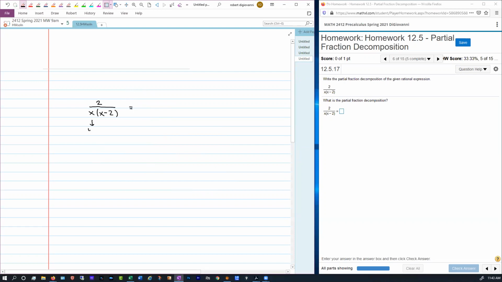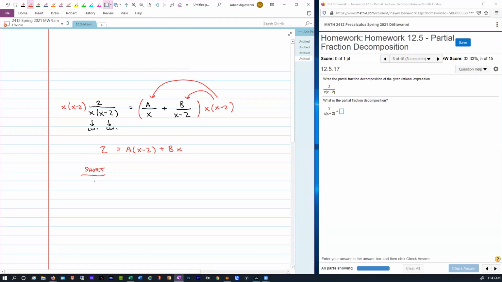Each of these are linear. So I'm just going to put a number a over x, and then plus some other number b over x minus 2. Now I'll multiply both sides by the common denominator. All we'll get on the left is 2. On the right, the x's cancel, so I still have an a and an x minus 2. And the x minus 2's cancel, so I still have a b and an x.